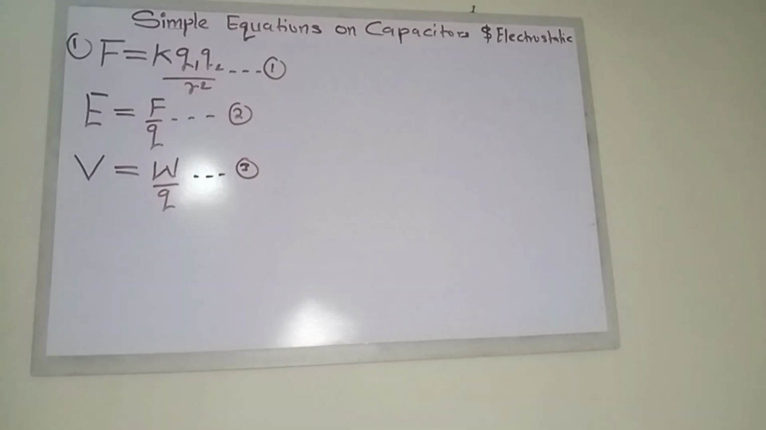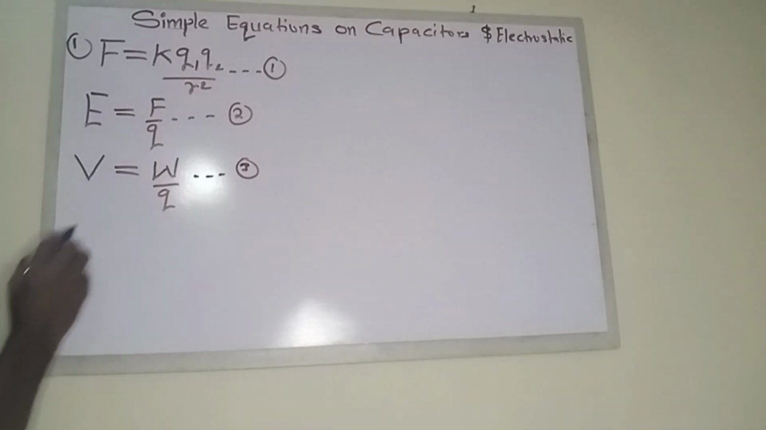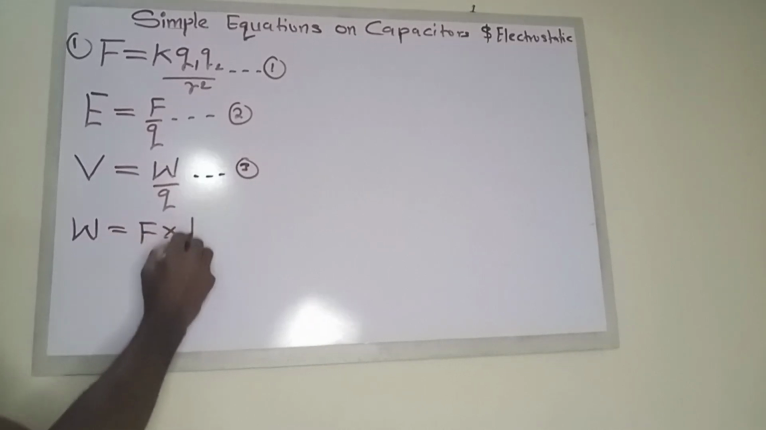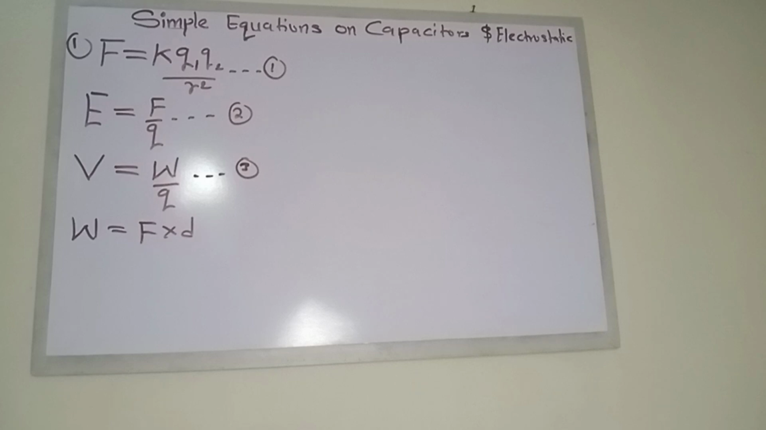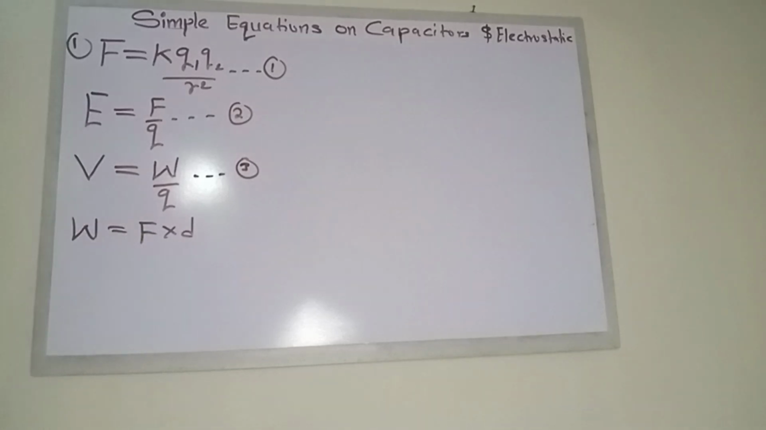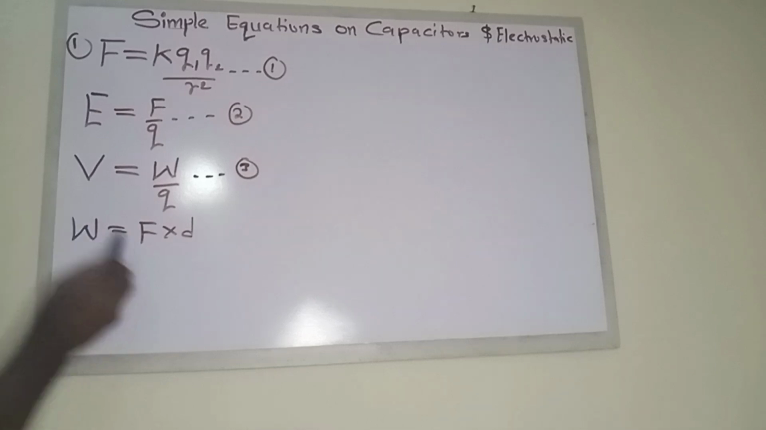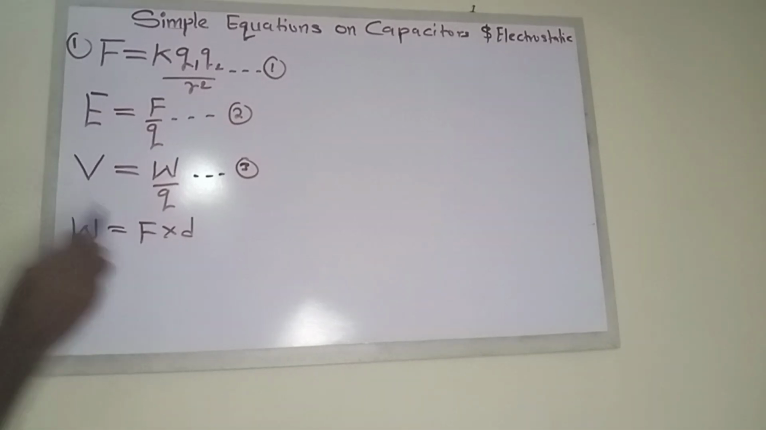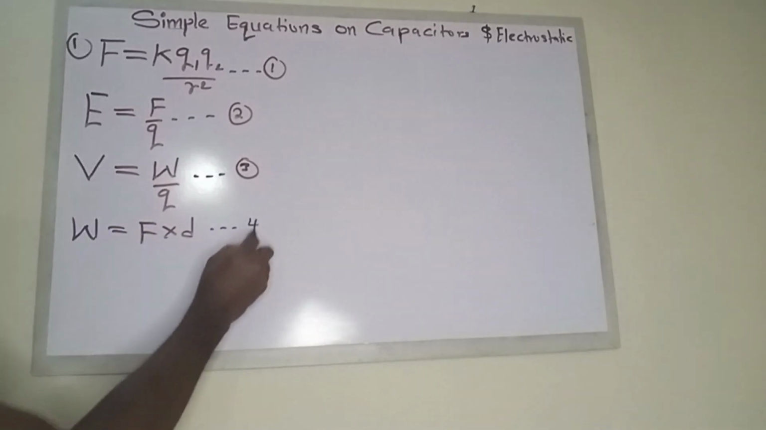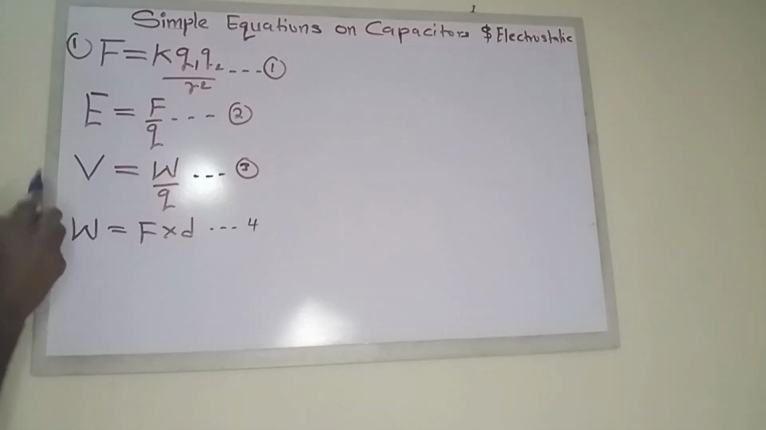Let's elaborate more on this potential difference. We know that work is equal to force times distance. Normally, work is equal to force times distance. Let's call this equation 4. We also know that our R is the same thing as distance.